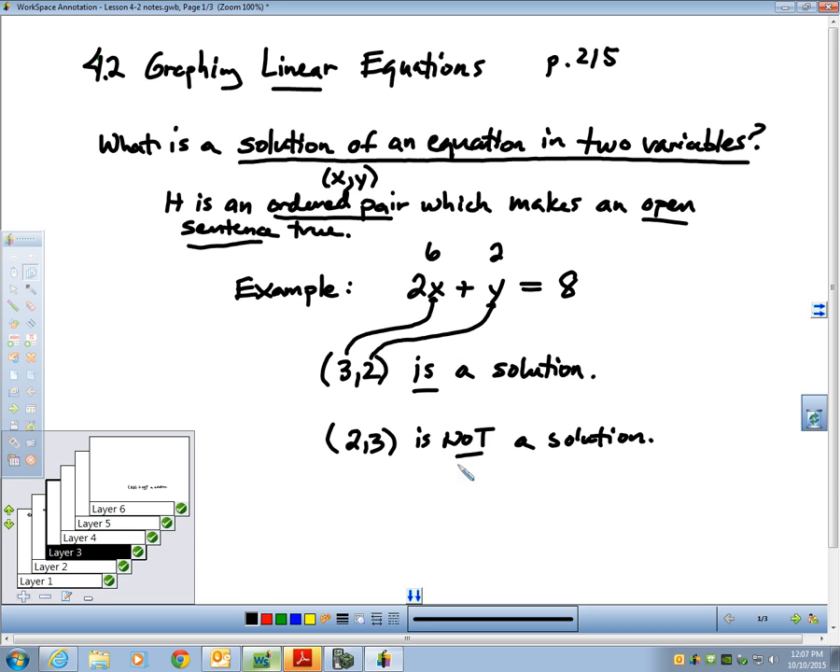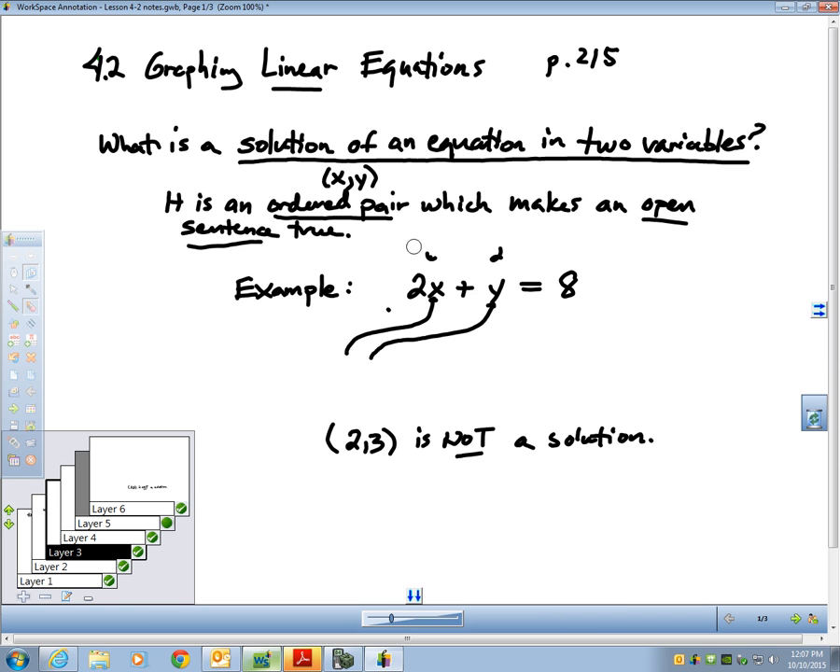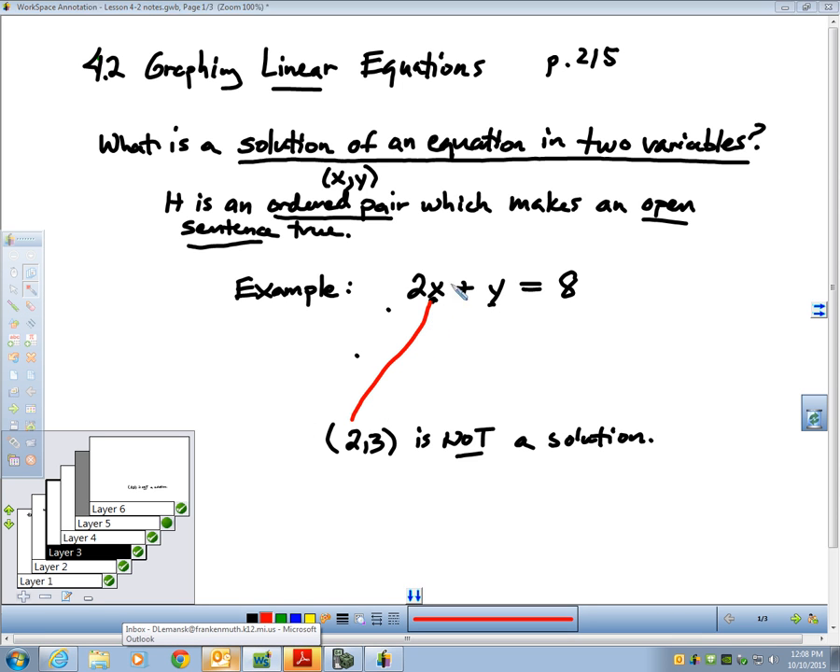(2, 3) would not be a solution. And here's why, let me erase this stuff out here. Because if I put a 2 in for x, I'll use red, I get 4. And if I put a 3 in for y, I get 3. 4 plus 3 is not giving me 8. (2, 3) is not a solution.